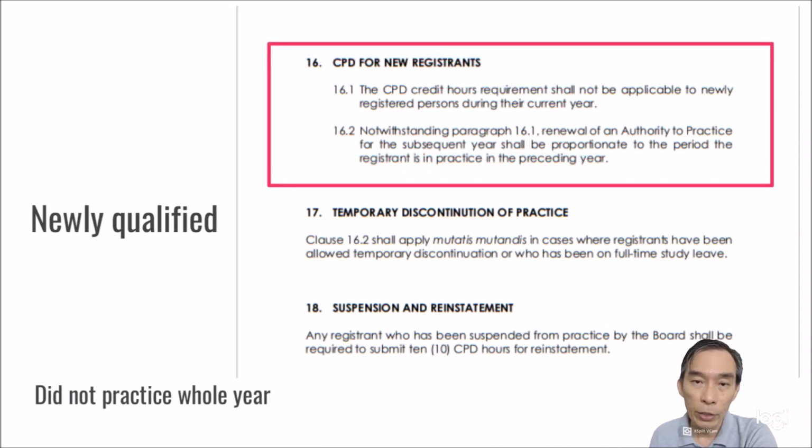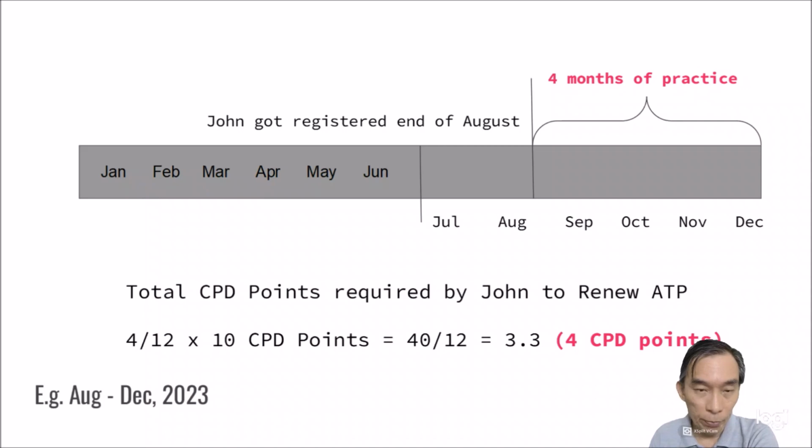Also, I mentioned again for the CPD for a new registrant, according to the number of months that the person practiced in the year, the CPD points are counted. I'll give you an example. Here is an example for John just now. He got registration at the end of August. Then he only practiced 4 months in the year. So he is required to produce CPD points of 3.3. So a maximum of 3.3 here. If you collect 4 CPD points, you have exceeded the 3.3, which should satisfy the requirement for renewal.